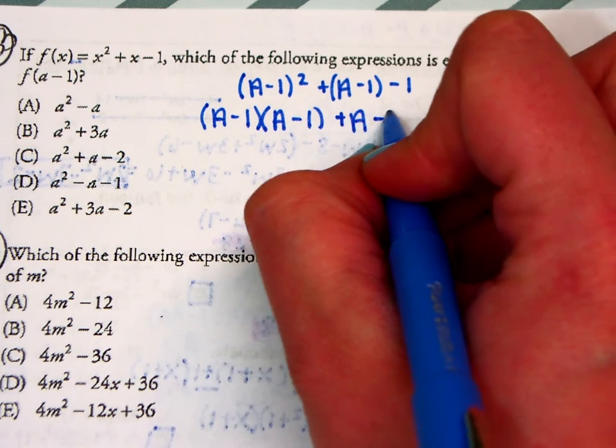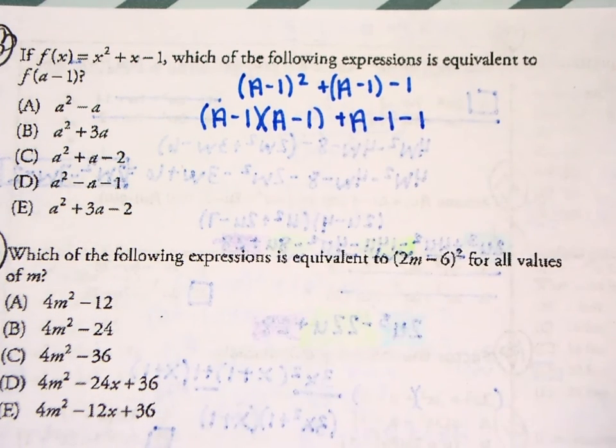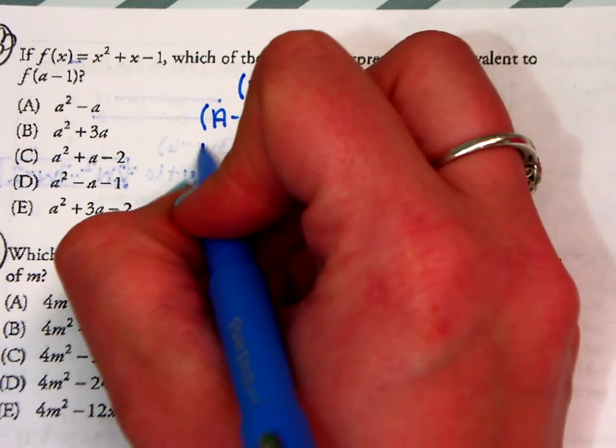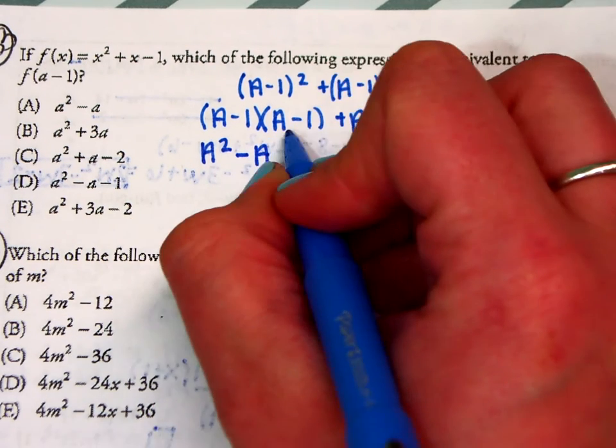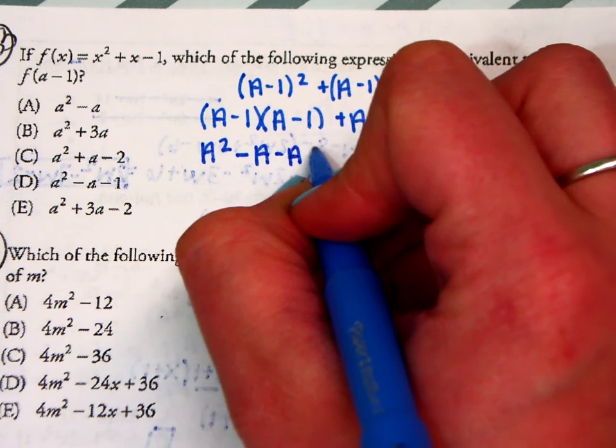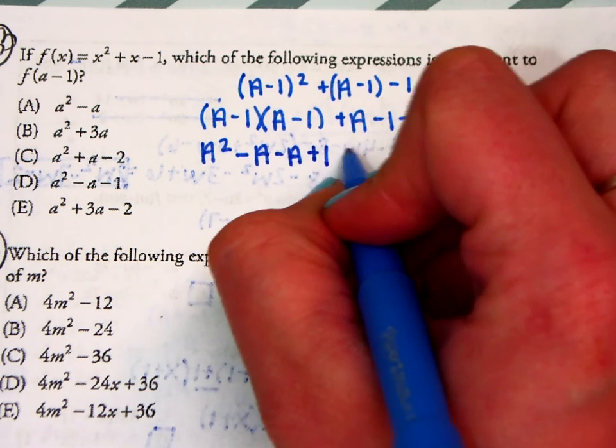So I'm going to go ahead and write that. Remember, you do have to distribute, so a times a is a squared. A times negative 1 is just negative a. Negative 1 times a is also negative a, and then negative 1 times 1 is positive 1.